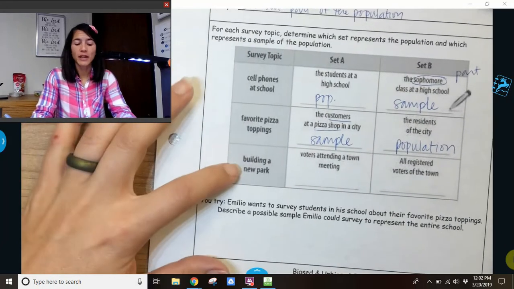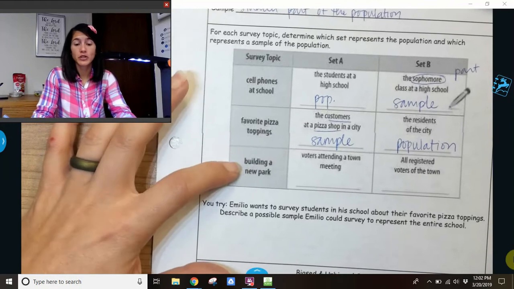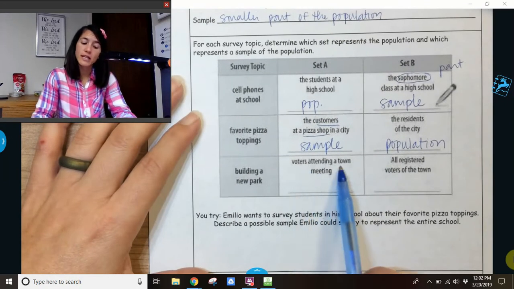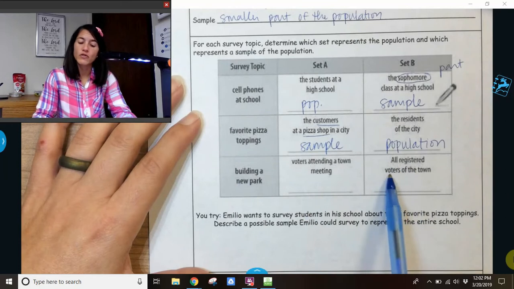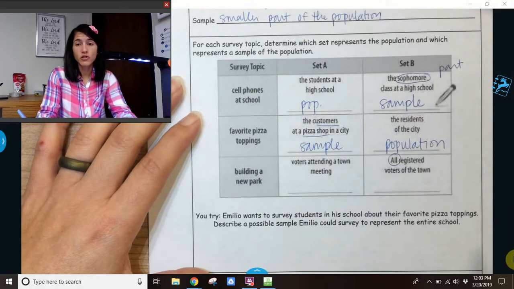So here's our topic, building a new park. Do we want to build a new park? Do we not want to build a new park? What do we want to do about a park? And we have two groups: voters attending a town meeting, and all registered voters of the town. So keyword here, all registered voters.